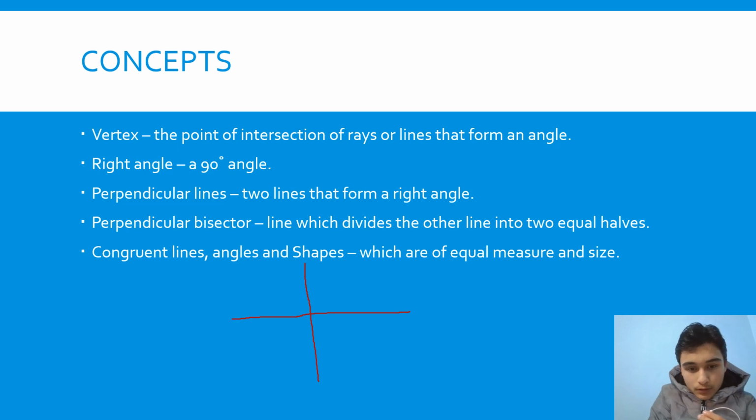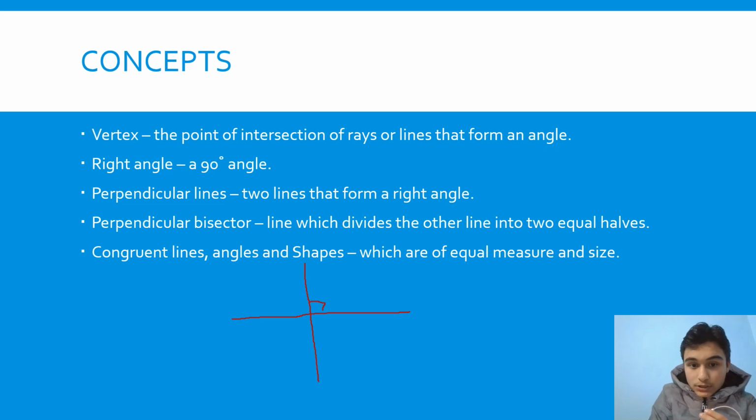Now, perpendicular lines means these are two lines that form a right angle. So these two lines are forming a right angle. So this is known as perpendicular lines.